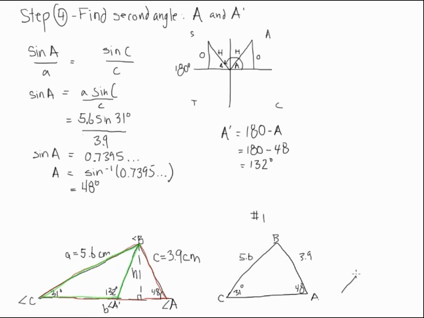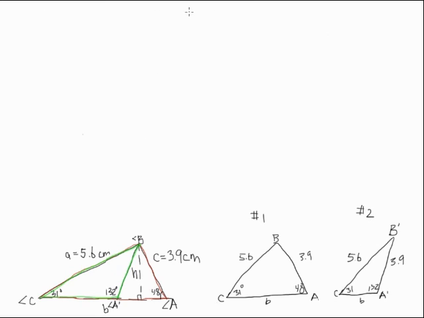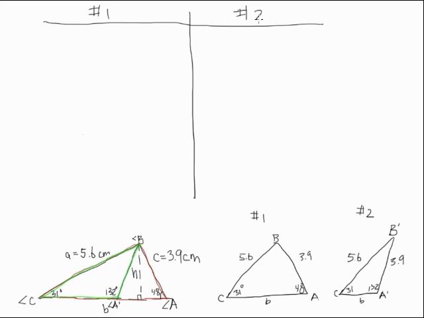Triangle number two looks similar for part of it, but it's like this. So this is 31. This is angle C. This is A prime, which we found is 132. And then this, you know what, we'll call B prime. This is still 5.6. This is still 3.9. But we don't know these sides. Okay? So this is triangle number 2. So let's try to figure out these two different triangles. Okay? So we'll do them one at a time. This is number one, this is number two.